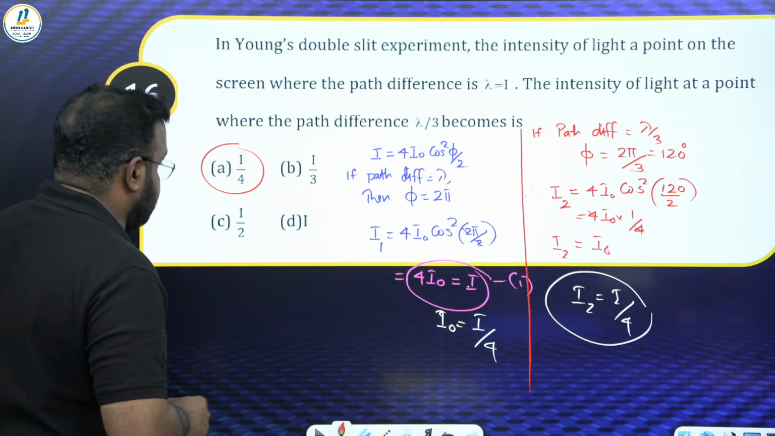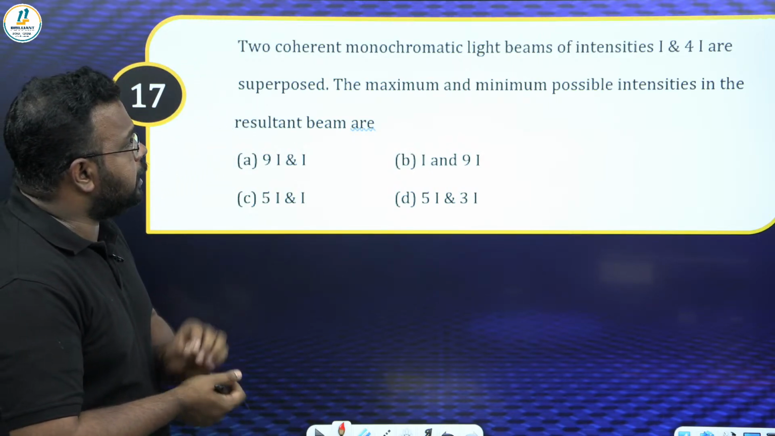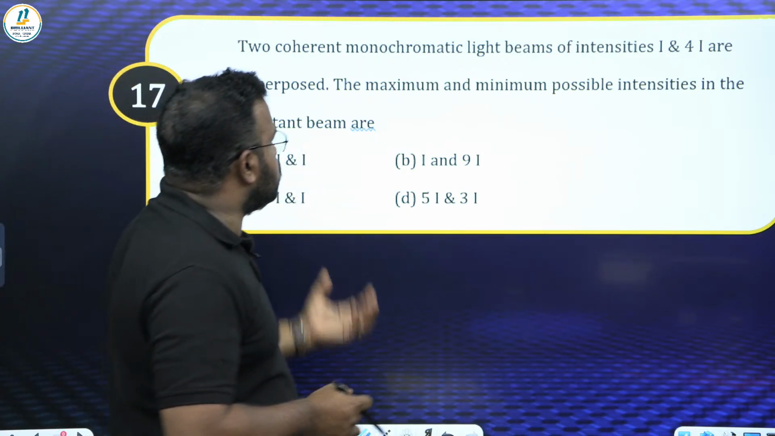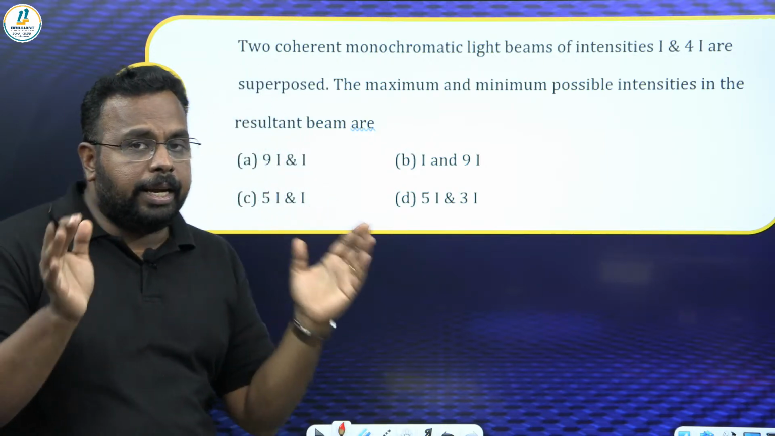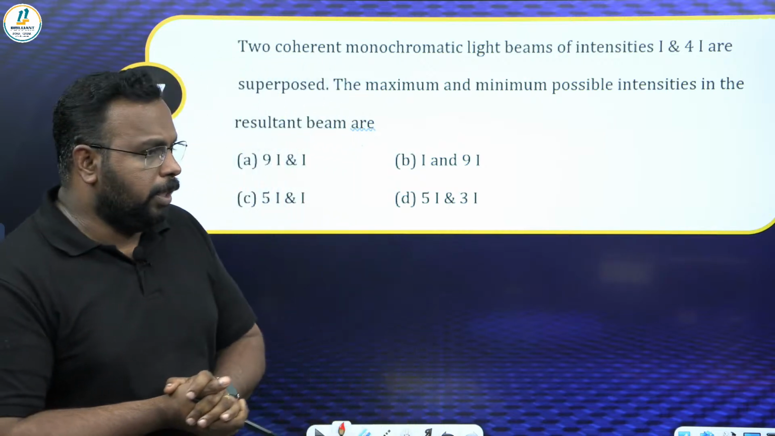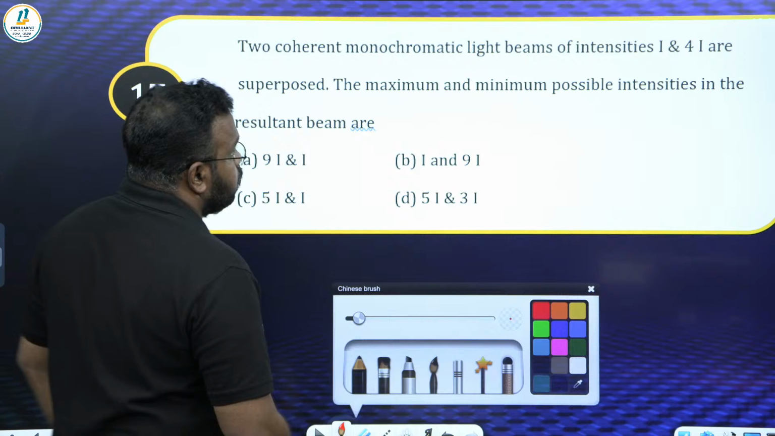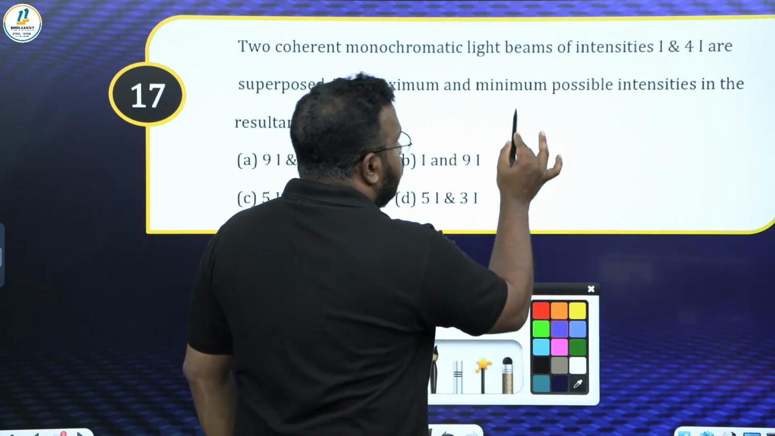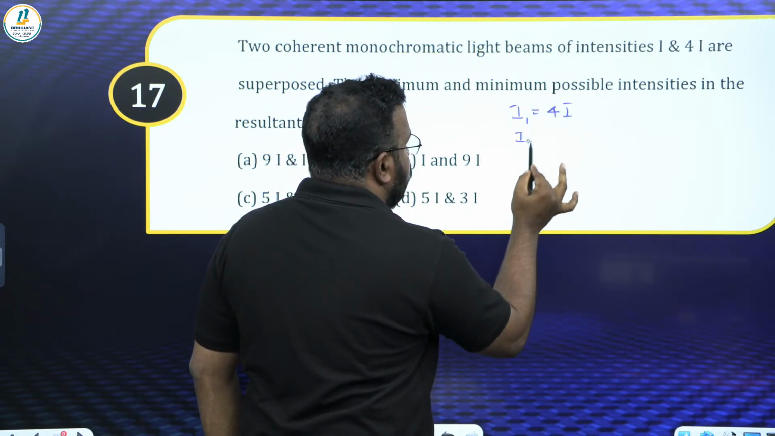Question number 17. Two coherent monochromatic light beams of intensities I and 4I are superposed. The maximum and minimum possible intensities in the resultant beam are. Again an important question, a probable MCQ. Relation between maximum and minimum. Quickly answer this question, my dear students. Given intensities are I and 4I. That means we can write I1 is equal to 4I, I2 is equal to I.